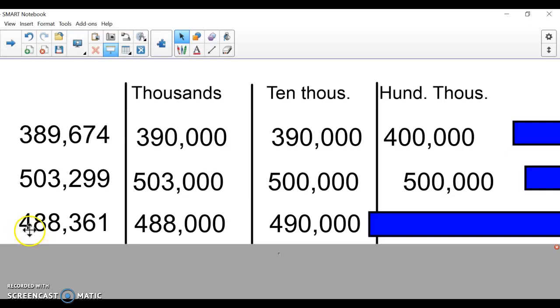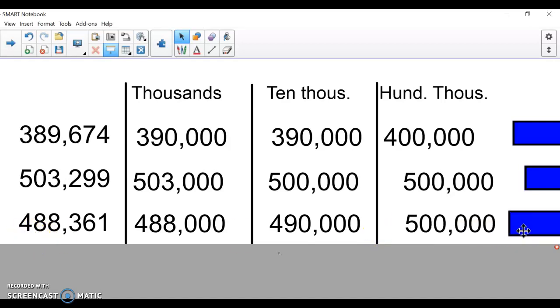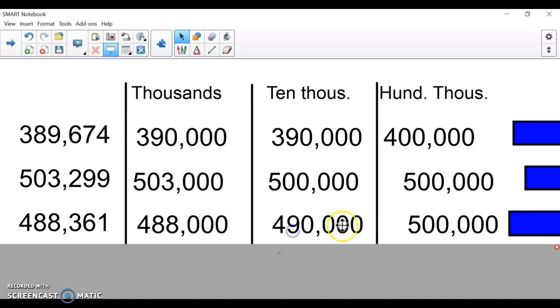This 4 is either going to stay a 4 or go up to a 5. Well, look next door. 5 or more, let it soar. So this 4 has to go up to a 5. And in this case, we have all 3 different numbers when we round to the 3 different place values, because this is now 500,000.